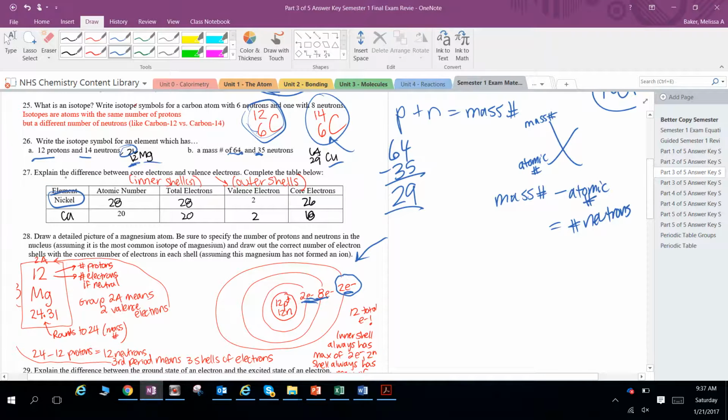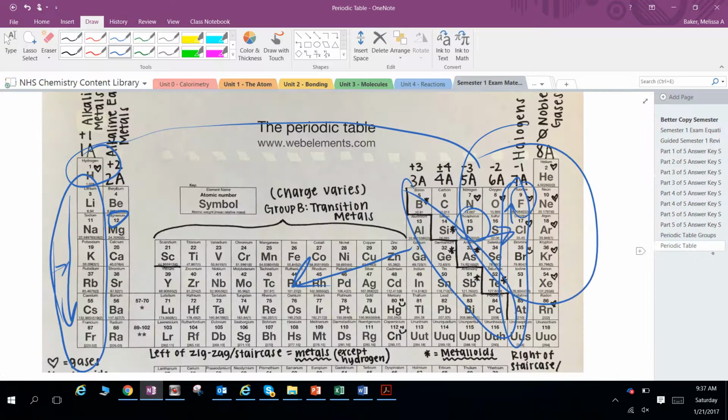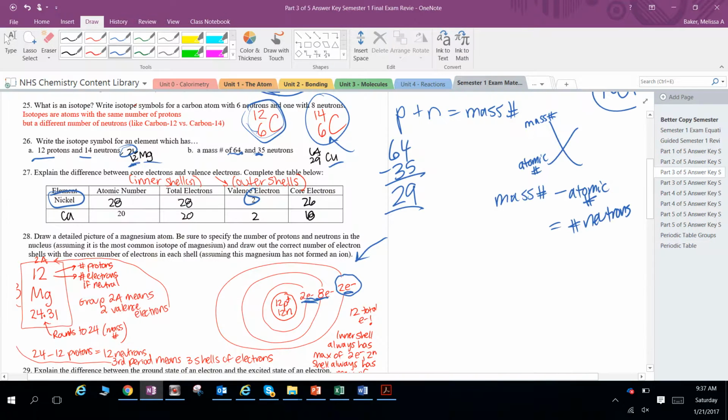So let's look at what it's asking for here. It says nickel, and it just told you that it has 2 valence electrons. So you have to go to your periodic table, find nickel, and say, okay, nickel's number 28. So that means it has 28 total electrons. Since there are 2 in the outer shell, I need to subtract to figure out how many are left in the core, which makes sense, 26.